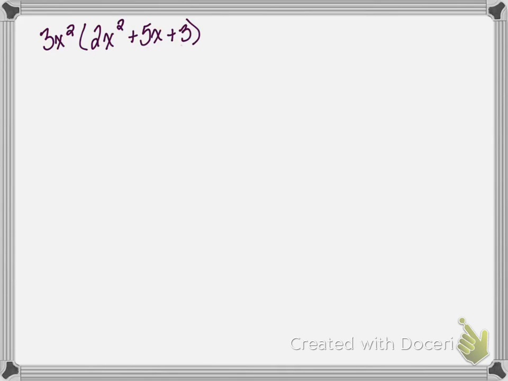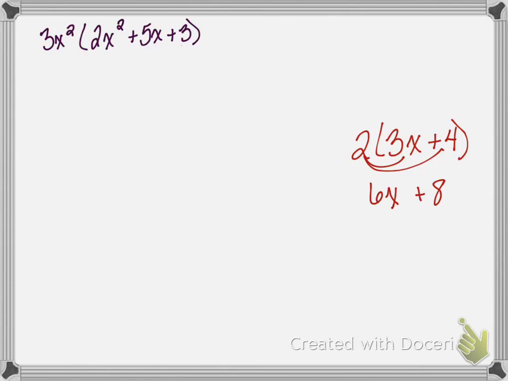Now, last chapter, you might have come across something that looked similar to 2 times 3x plus 4. What did I have to do when I had something outside the parentheses? I had to distribute it. I had to use the distributive property. So 2 times 3x is 6x. What's 2 times 4? 8. So that 2 on the outside, we had to distribute it to everything on the inside. So that is the distributive property.